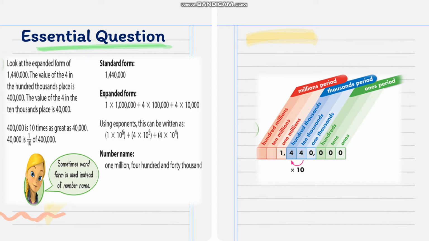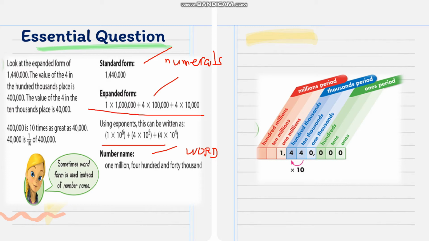Now, let's talk about the standard form, expanded form, and number names. When we say number names, it means the word form. When we say standard form, this is what we call the numerals. Now, for the expanded form, we have two types. So this is the first type and this is the second type, which is using the exponent. How to get the expanded form?